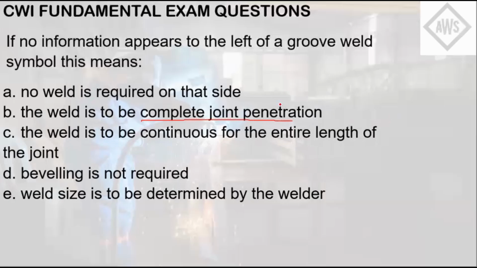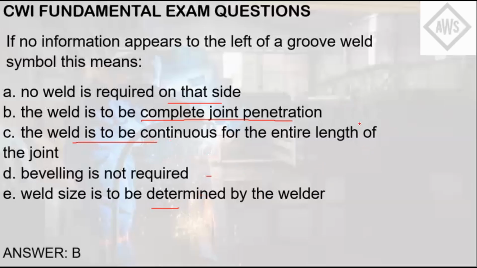So for the choices here, A is just false. There is a required weld on that side of the welding symbol. For letter C, there's no information on the right side of the weld symbol. If the weld is to be continuous for the entire length of the joint, then it must be located on the right of the weld symbol, not on the left. So beveling and the weld size to be determined by the welder are false as well. So the answer here is letter B.